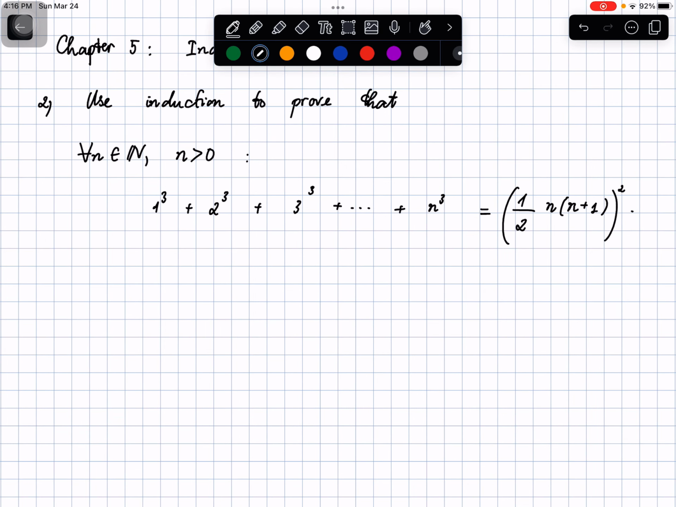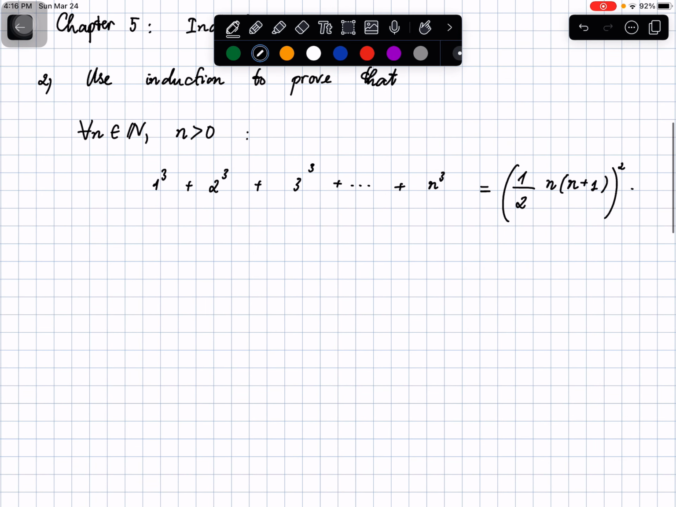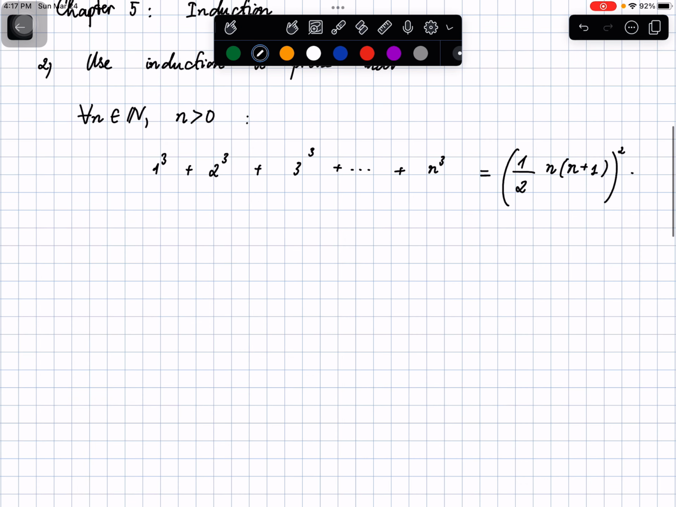Use induction to prove that for all natural numbers n greater than 0, 1 cubed plus 2 cubed plus up to n cubed equals 1 over 2 to the power of 2, times n times n plus 1, all squared. Okay, so we need to prove it for n greater than 0, so n greater than or equal to 1.